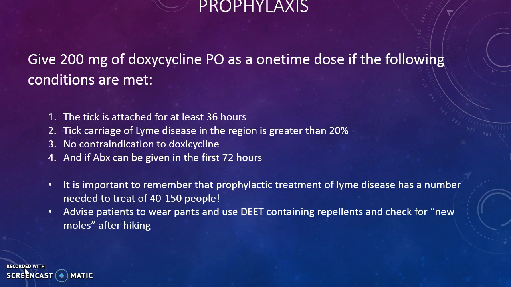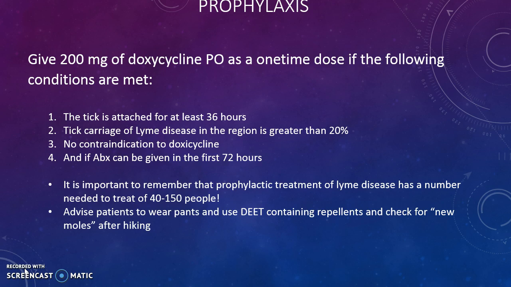Prophylaxis. As I mentioned earlier, the vaccine for Lyme disease is not available anymore. But what if a person is bitten by a tick? Do you start prophylactic treatment? You can give 200 milligrams of doxycycline PO as a one-time dose if the tick has been attached for at least 36 hours, tick carriage of Lyme disease in the region is greater than 20%, there's no contraindication to doxycycline, and if the antibiotic can be given in the first 72 hours.